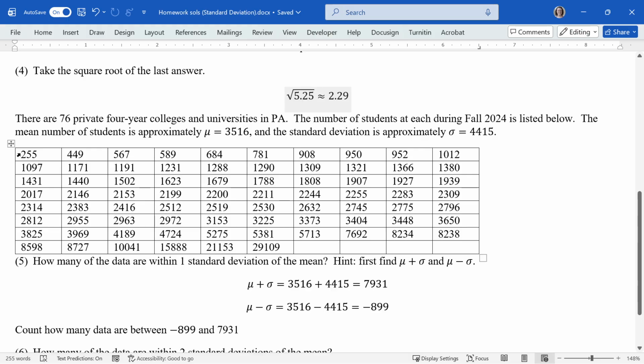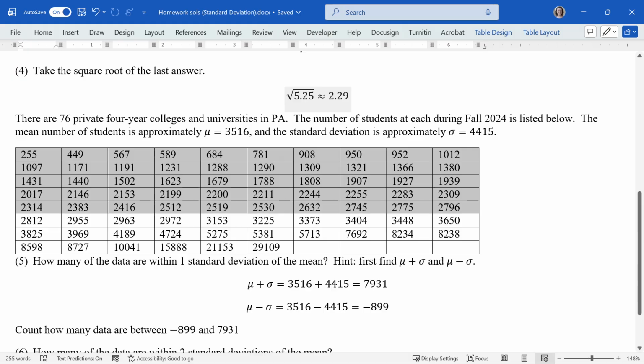So all of the data are larger than negative 899. And then where do they stop being larger? Let's see. All of these ones are less than 7931. I think, oops, I lost the top part. It should be these ones that I've just selected.